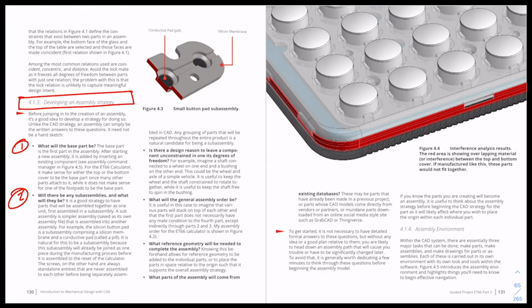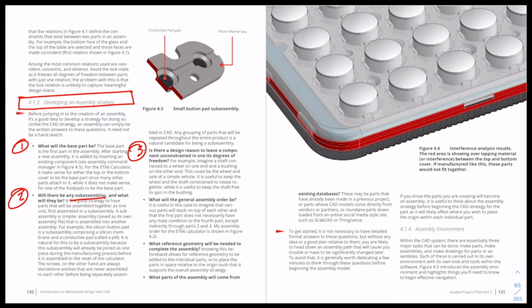The next step in developing an assembly strategy is we need to ask ourselves if there will be any subassemblies. And if there are going to be subassemblies, what are they going to be? Now, a subassembly is a collection of a few parts that will always stay together in the main assembly, and it may be easier to create that subassembly first and then put it into the overall assembly. That's another thing we need to think about as we're developing our strategy for assembly.